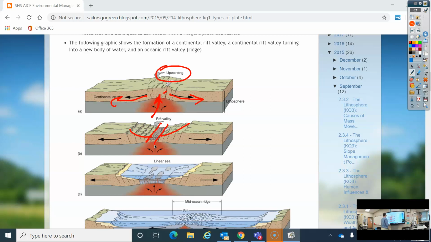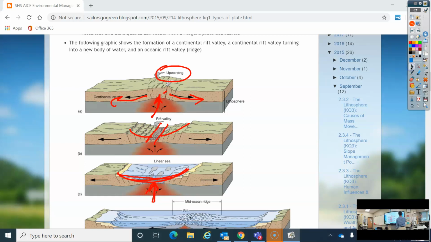divergent plate boundary. You'll end up getting a linear sea in here. So this is basically filled in with water once you have that depression, but you still have that magma coming up, and that magma is still making new crust. It's just now underneath the water.